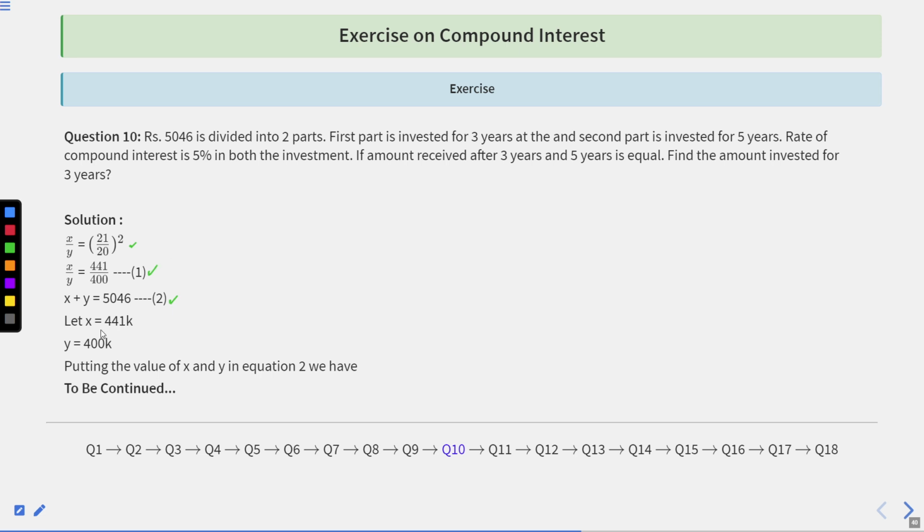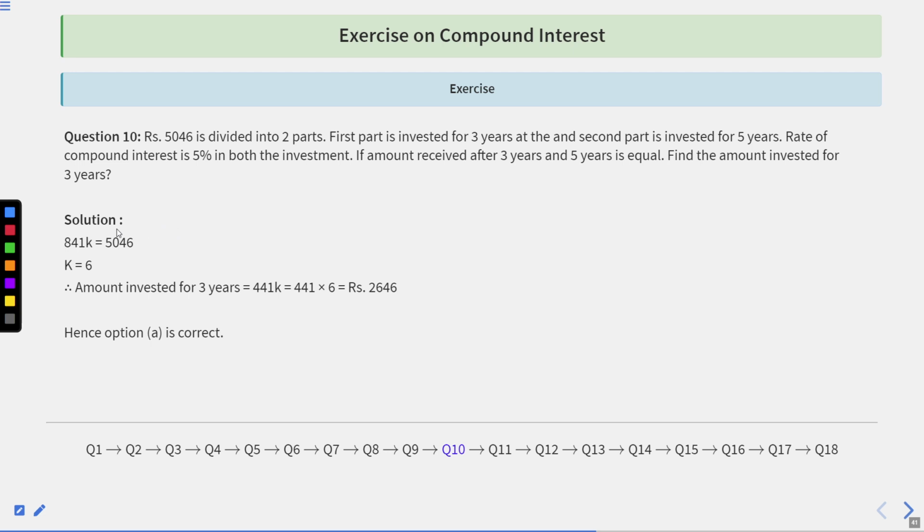So let x be equal to 441k and y equal to 400k. So putting the values of x and y in equation 2, we have 841k equal to 5046. That means k is equal to 6. Therefore, the amount invested for 3 years is equal to 441k, that is 2646 rupees. So the correct option here is option A.